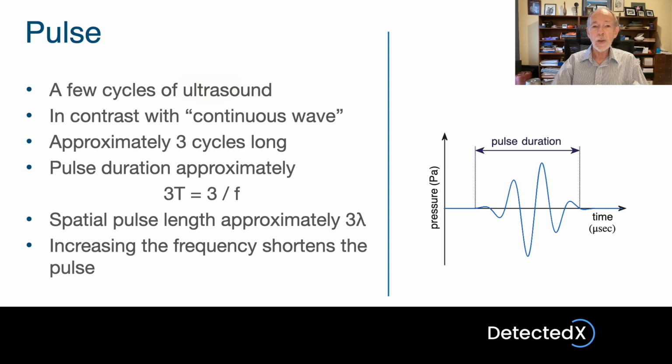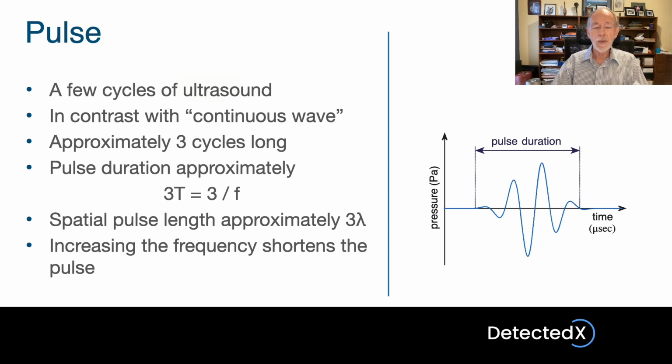There's another term I should introduce here, which is spatial pulse length. This is the physical distance occupied in the tissues by the pulse, and it is going to be approximately 3 times the wavelength, since the wavelength is the physical length of a single cycle. And so you can see that we can easily calculate both the time duration and the physical spatial pulse length from the frequency that we're using.